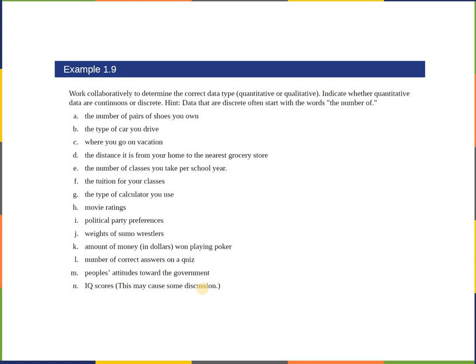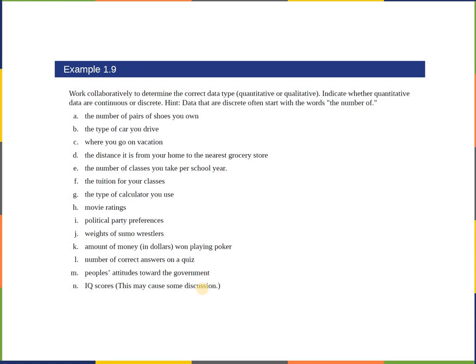So the first one is quantitative, and it is discrete. The type of car you drive, that is qualitative. And in qualitative data, we don't have discrete or continuous. That is just a characteristic of quantitative, the numbers. So part 2 or B, type of data here is qualitative or categorical. Qualitative and categorical are synonymous. Those are the same thing.